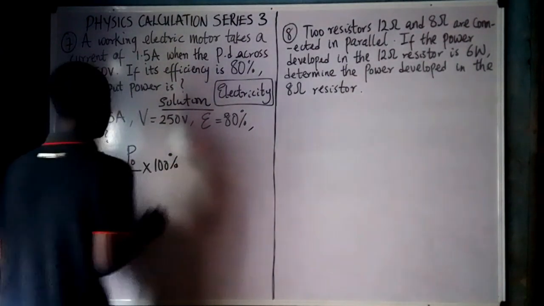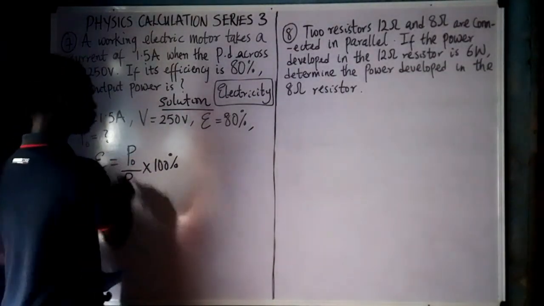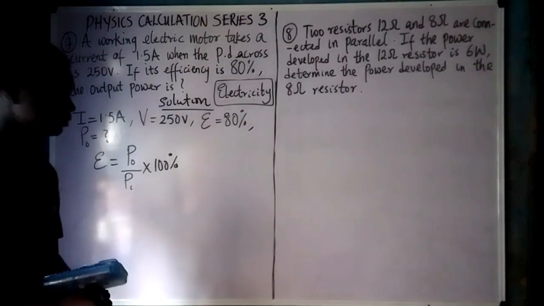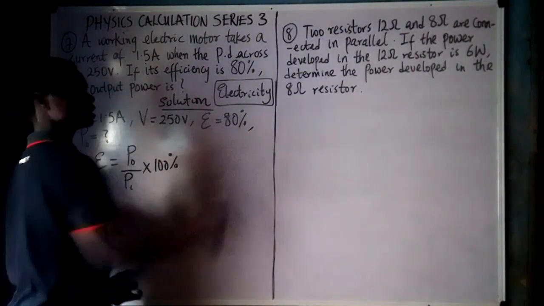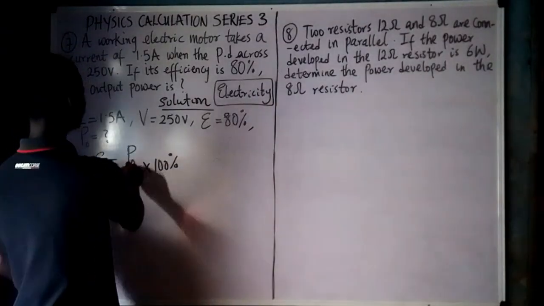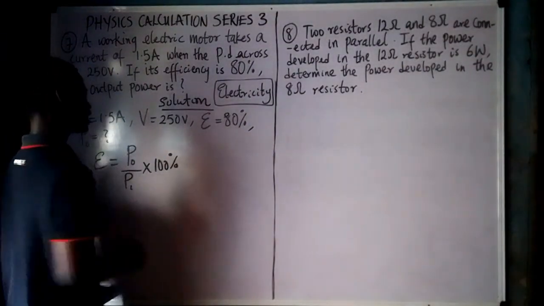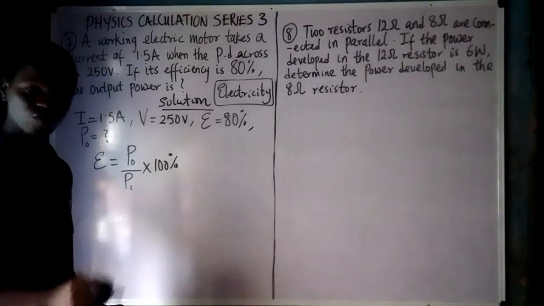Either you call it power output or you say output power over input power. So this is the formula for efficiency. Now guys, do we have a value for efficiency? Yes. Do we have a value for output power? That is what we are finding. Now the big deal here is, do we have a value for input power? No value for input power.